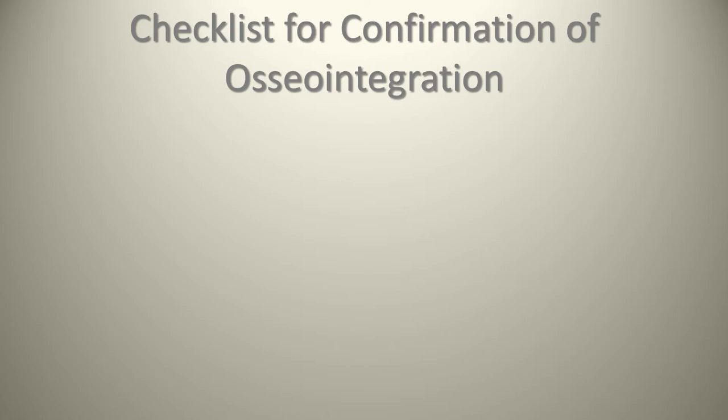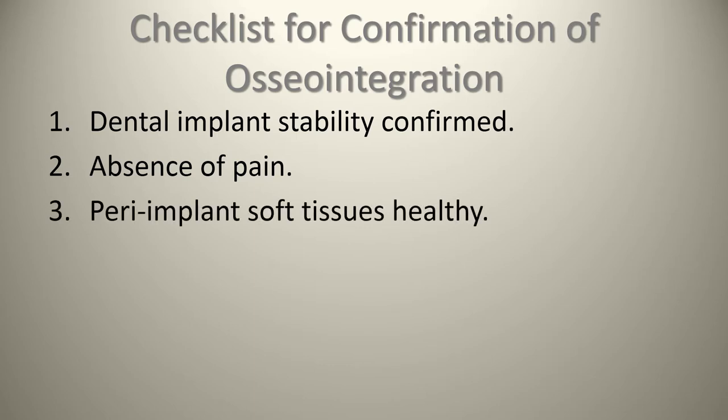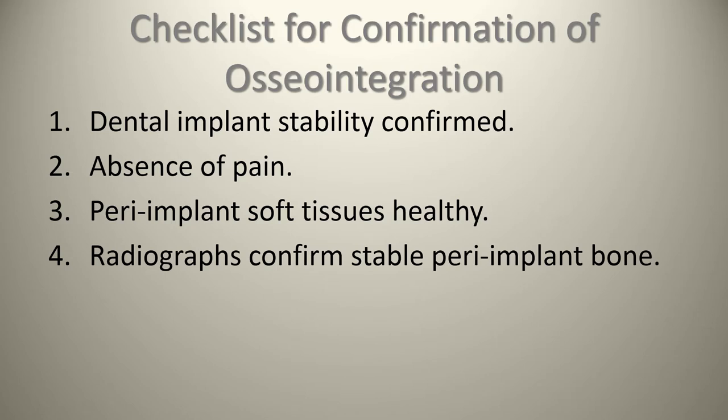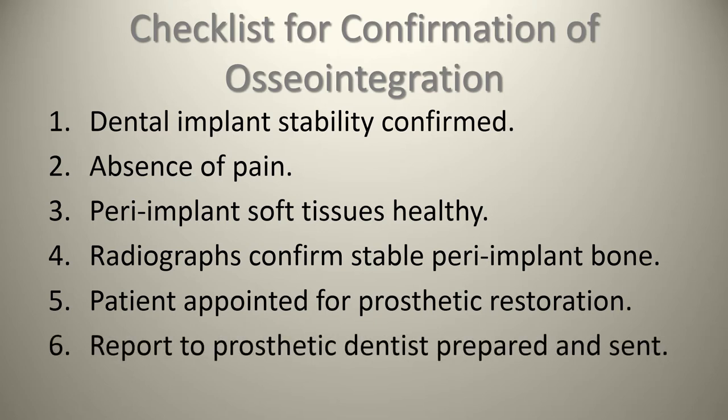Number one, dental implant stability has been confirmed. So unlike back in 1978, back in Harvard, where some sort of mobility with an implant was acceptable, an implant has to be stable. If there's any mobility, this is considered a failure. Number two, there has to be the absence of pain. Number three, the peri-implant soft tissues have to be healthy. Number four, the radiographs have to confirm stable peri-implant bone. Number five, the patient has to be appointed for a prosthetic restoration. And finally, number six, the report to the prosthetic dentist needs to be prepared and sent.